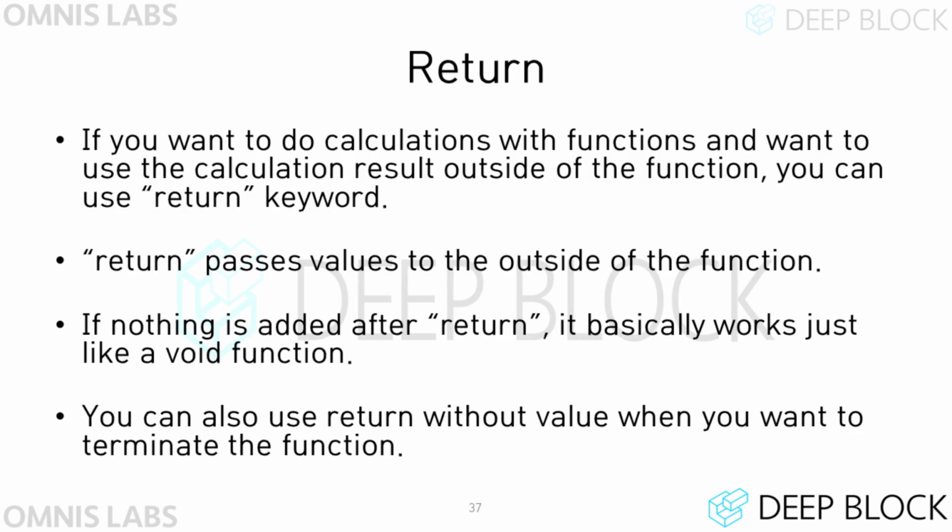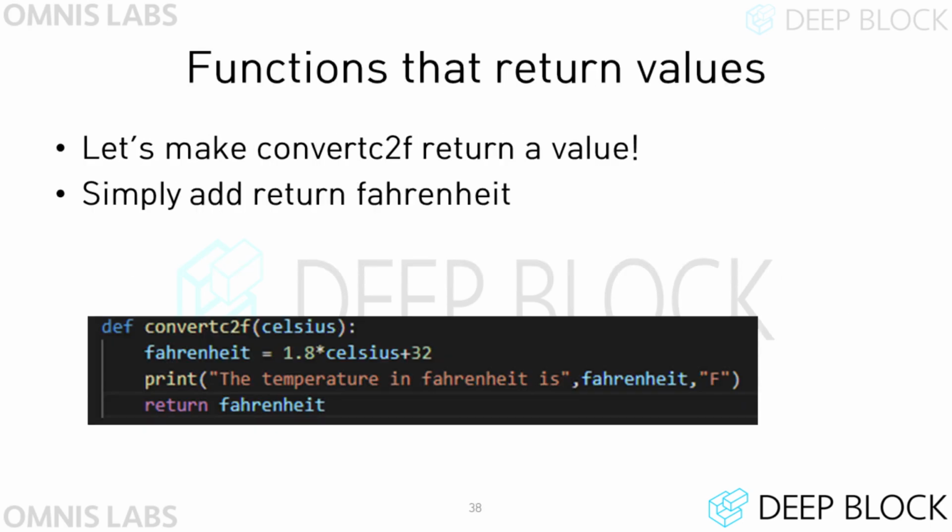For example, if you don't want to print the value in the convert C to F function and want to return the Fahrenheit value, you can use the return statement. If you want to terminate the function without returning anything outside the function, you don't need to write anything after the return keyword. Let's modify the convert C to F function we wrote.